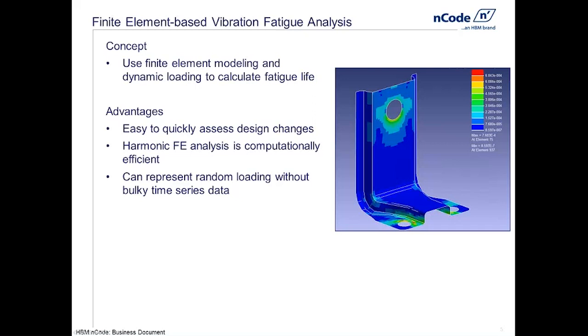Second point is that harmonic FE analysis is very computationally efficient. In other words, if we were to look at running a direct transient in FEA with data in the time domain, that could take an extremely long time. These days we try to limit the number of time steps if we're running a direct transient analysis in the time domain. In the frequency domain, if we can represent the loading there, then a harmonic or steady-state dynamics approach in the FE solver can return results very, very quickly. And that leads into point number 3, which is that we don't need long, bulky time series data to represent loading if we can represent that loading in the frequency domain.